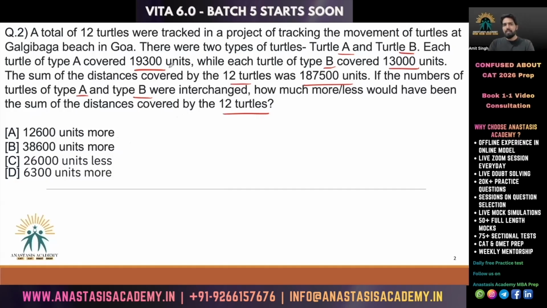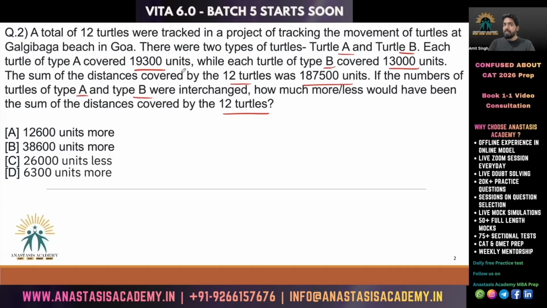Can you see this type of turtle A? I'm assuming that type A and type B are in the ratio x is to y. I have to find this ratio. So type A turtles covered 19,300 units each. Type B covered 13,000 each, right?